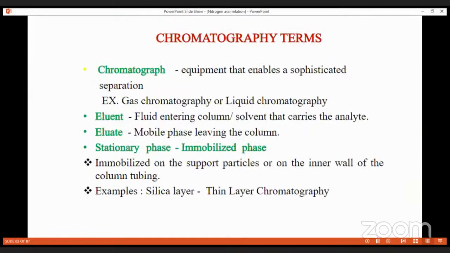So there are different terms that we can discuss. The first one is the chromatograph. It is basically equipment that enables the sophisticated separation after the chromatography.